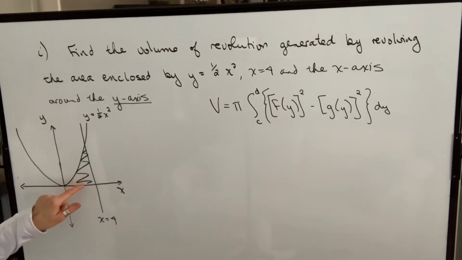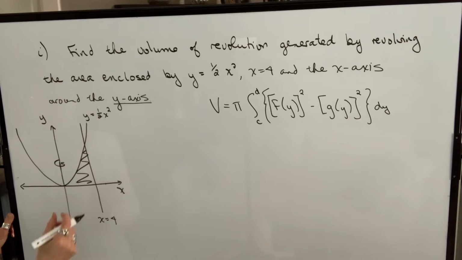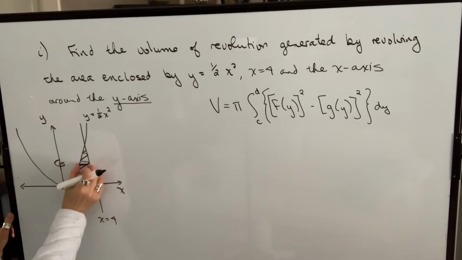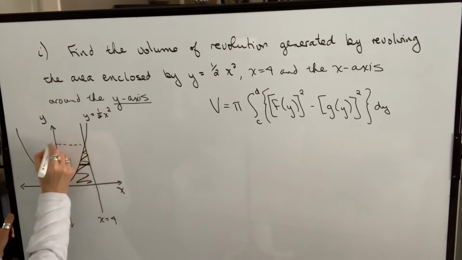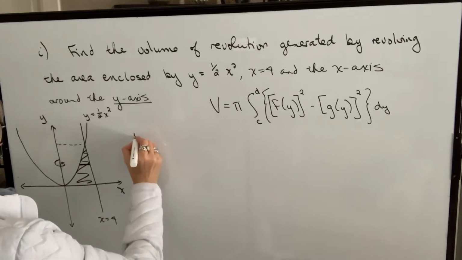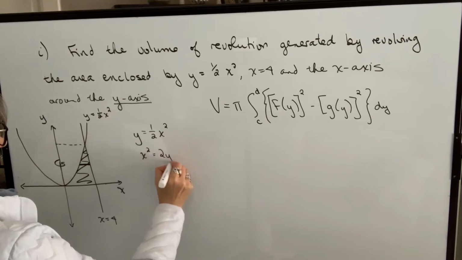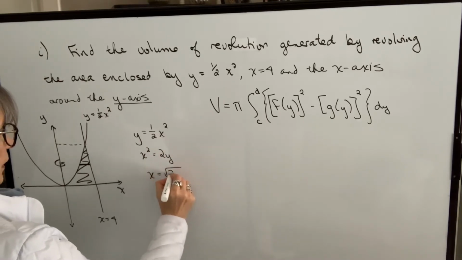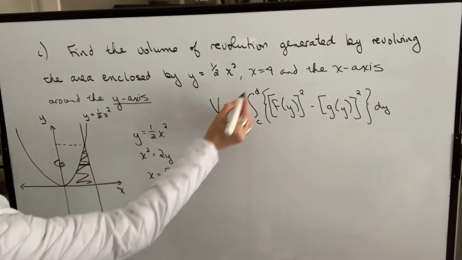If that was revolving around the x-axis, we'd be using a different method. We'd be using this method, but in this case it's revolving around the y-axis. So we're going to use a horizontal rectangle to do this. And in order to do this question, we need to know our y values, and we need to know our functions in terms of y. So if y equals 1/2 x squared, then x squared will equal 2y, and x will equal the square root of 2y. This point of intersection will be when this x value is equal to this x value.